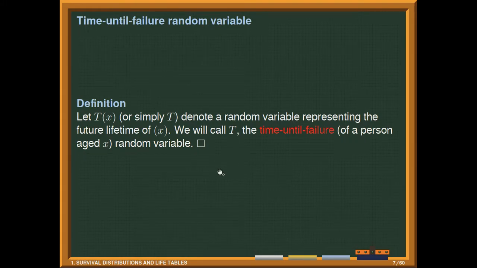Okay, now let's define another random variable which we will denote by t of x, or simply by capital T, which denotes the random variable representing the future lifetime of a person age x. So this time, our random variable is dependent on a person who has already lived up to age x, and t of x would be the future lifetime of that person. And clearly, t is also going to be a continuous random variable like capital X.